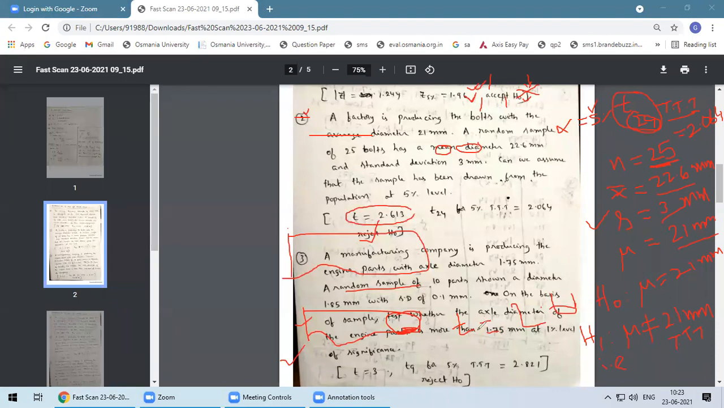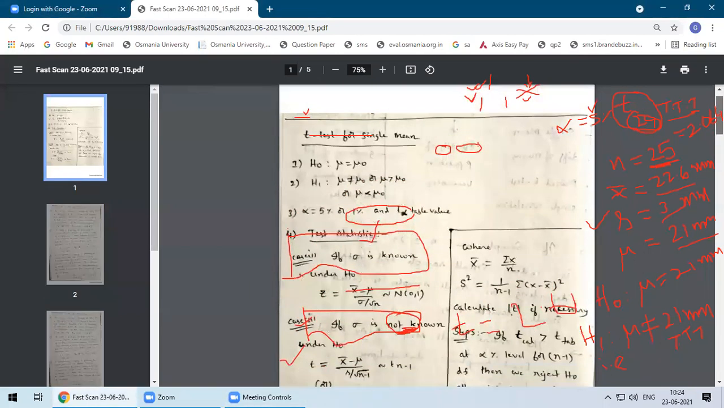So write the conclusion, step number 5. Write down the calculated value of t. You got 2.6128, otherwise simply 2.61. What is the table value? The table value is 2.06. Clearly, 2.61 is greater than the table value.